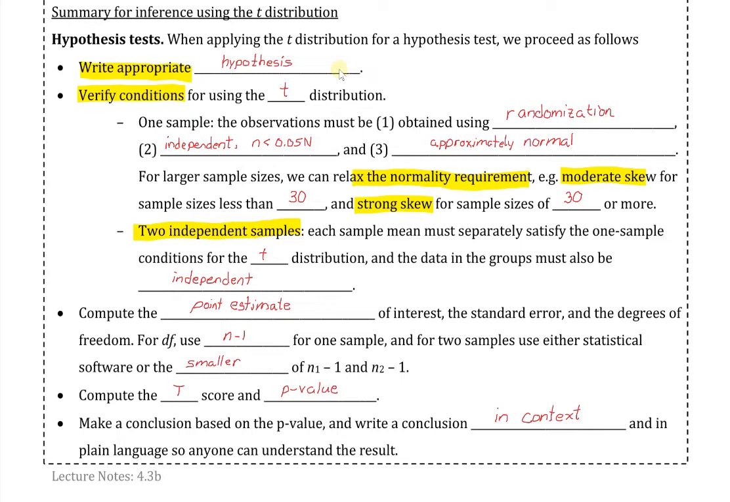Again, if we were continuing by hand, we would compute our point estimate, our degrees of freedom, our t-score, and p-value by hand. But we're going to use statistical software to analyze problems. So let us look at an example so we can practice.